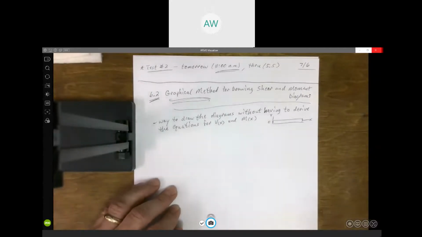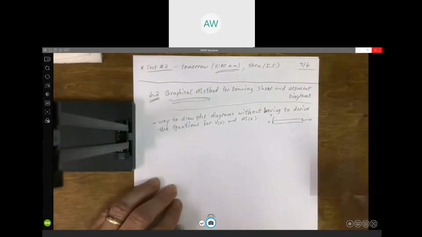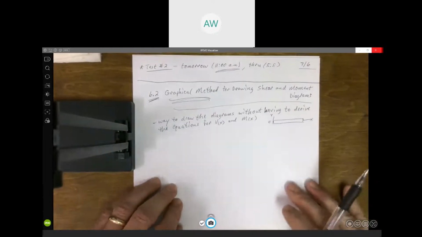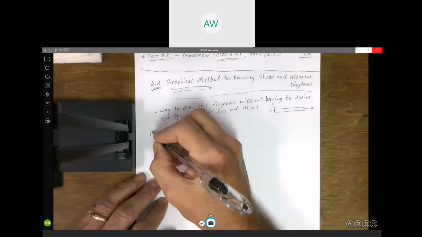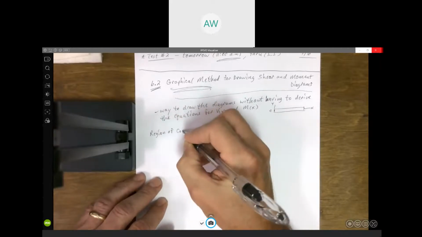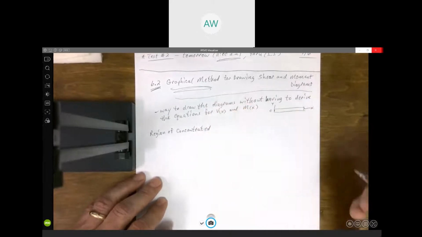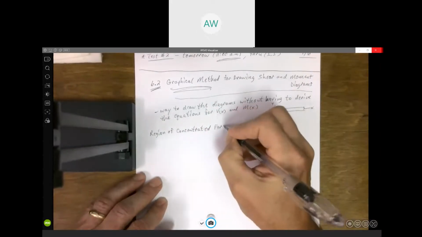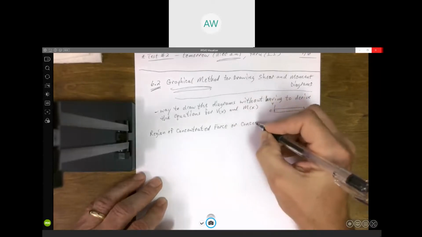I just wanted to look at one specific situation today, and that'll probably be all we do with this today, and then we'll start talking about the test. I want to look at what if we have a region of concentrated force or concentrated moment.